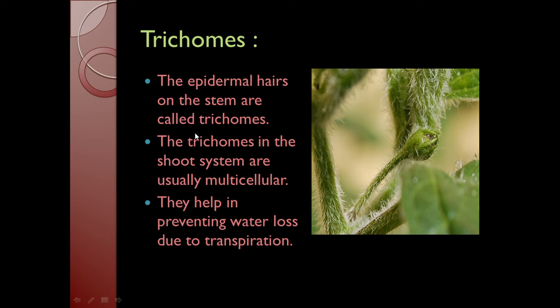You have seen the epidermal hairs in the transverse section of sunflower stem. The trichomes in the shoot system are usually multicellular. Root hairs are generally unicellular while trichomes are multicellular. They help in preventing water loss due to the process of transpiration.